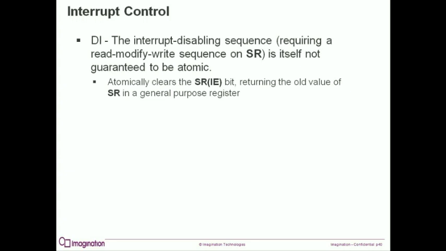There are two instructions that make interrupt control easier. First is the disable interrupt instruction. This instruction helps by atomically writing the value of the status register to a general purpose register and then clearing the interrupt enable bit in the CP0 status register.